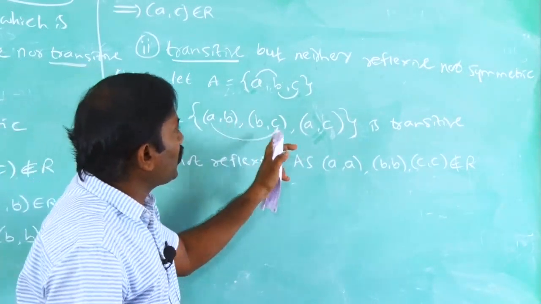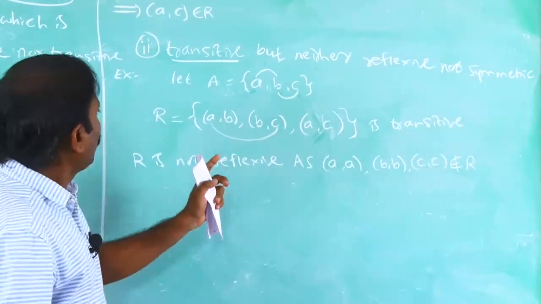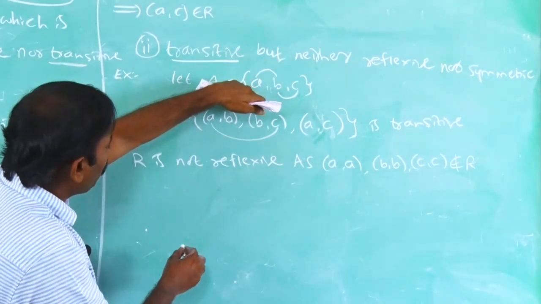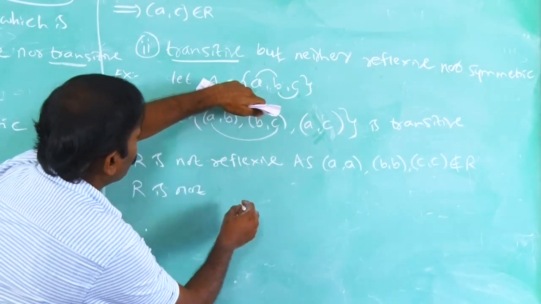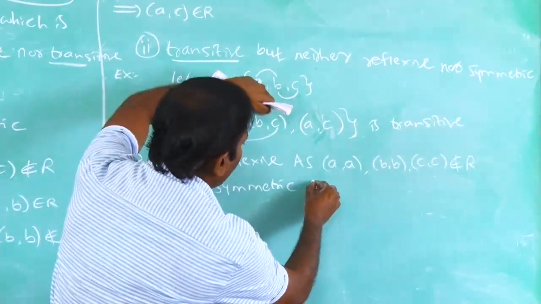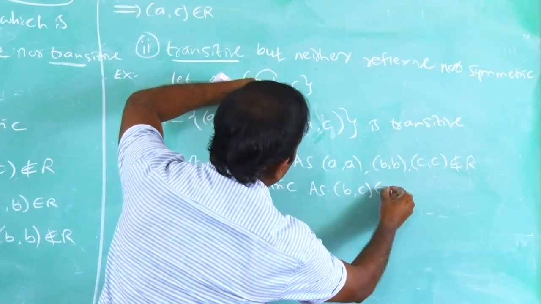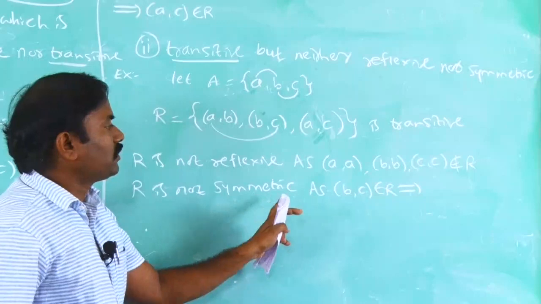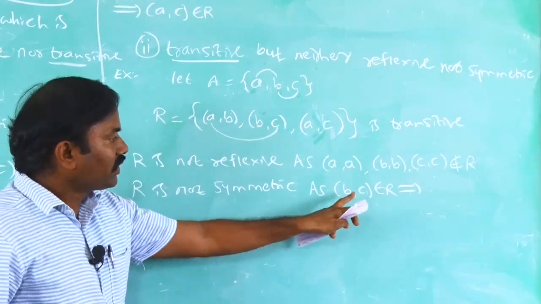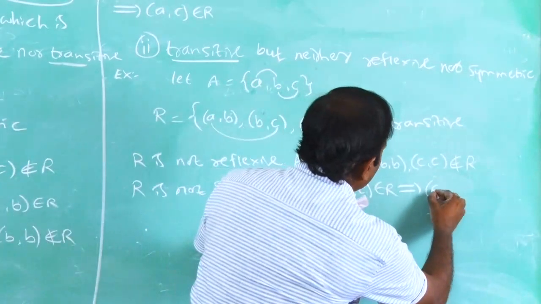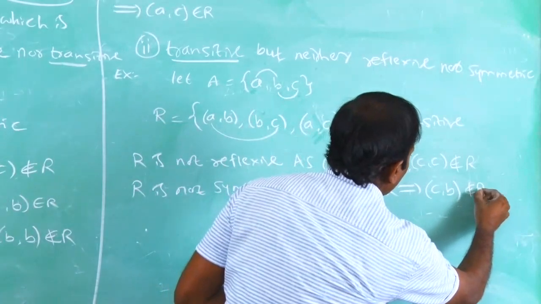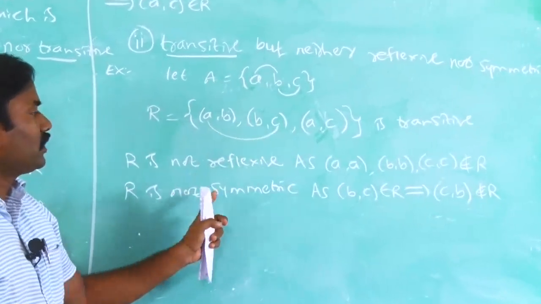Next, find that this relation is not symmetric. Now take any one pair of this relation. For example, suppose we take the second pair. This relation R is not symmetric because (b, c) belongs to R, and symmetry means the inverse of (b, c) must be in the relation; then only is the relation symmetric. Now take the inverse of (b, c), which is (c, b). (c, b) is not in the relation, (c, b) does not belong to R. So this relation is not symmetric.